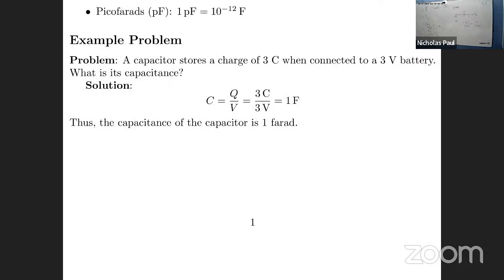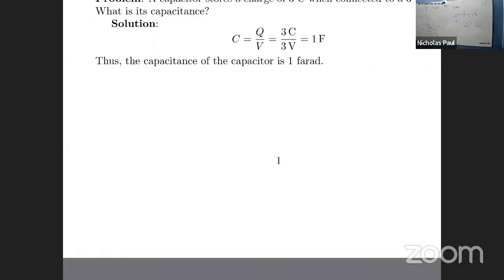A capacitor stores a charge of 3 coulombs when connected to 3 volts. What is the capacitance? Very easy, right? You divide the charge by the voltage, and you get a value of 1. Basic stuff, but let's show you how to use the formula.